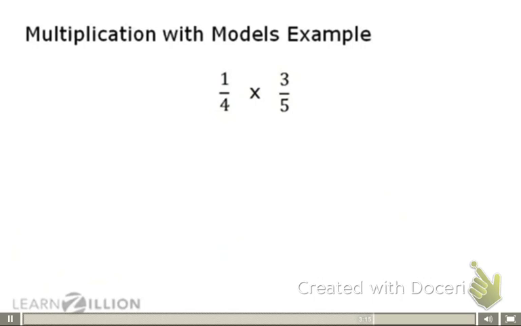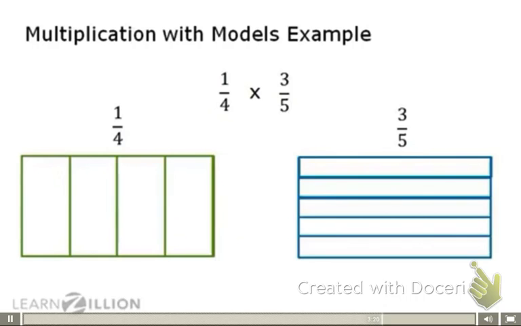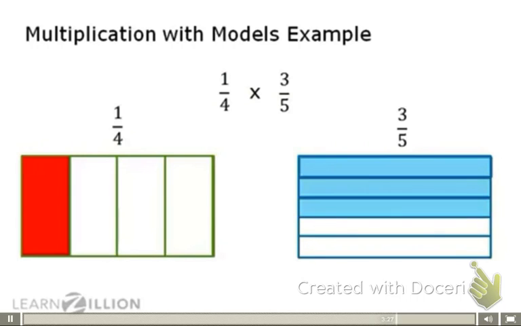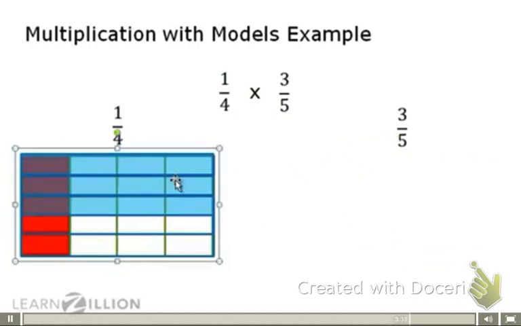1/4 times 3/5. Here we have the 2 wholes, and we are creating our fractions. The one on the left is divided into fourths, and the one on the right is divided into fifths. We can then shade the appropriate parts. Finally, we can overlay the one fraction on the other. Notice that when we do this, it divides the original whole into 20 pieces. Then, out of those 20 pieces, 3 of the 20 are shaded by both fractions.